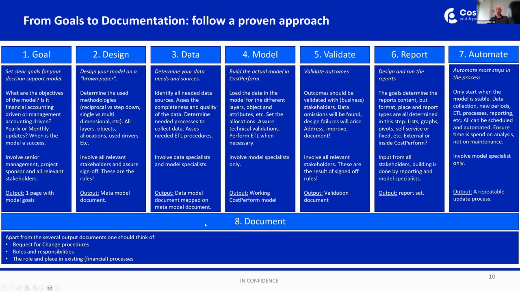But you'll have to document everything, so you can always go back to that one-pager with the model goals. Are we still good on the goals when we look at the model and the validation that we have? What was the design we have chosen? What is the procedure for a request for change? Make sure you have all of that documented.